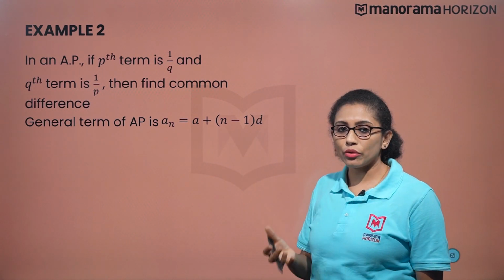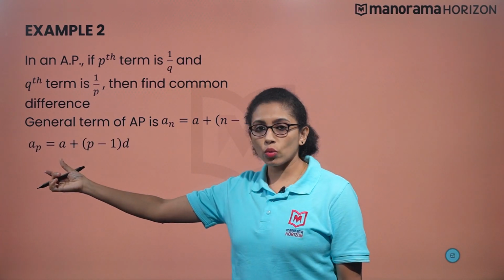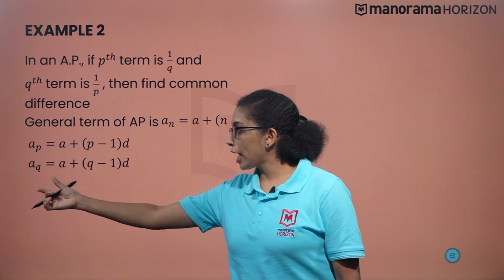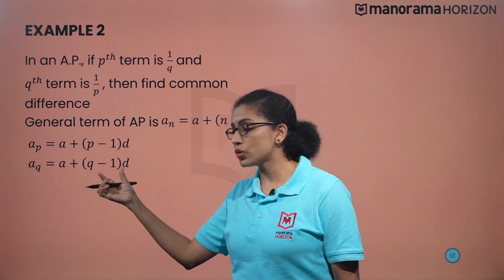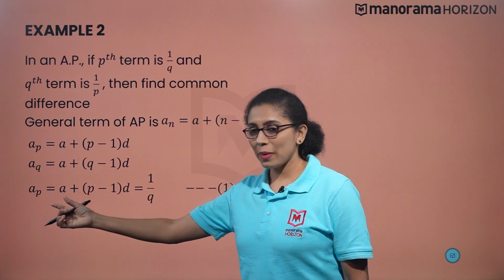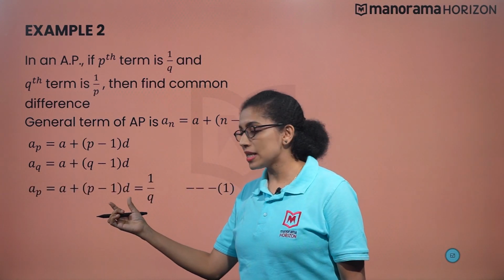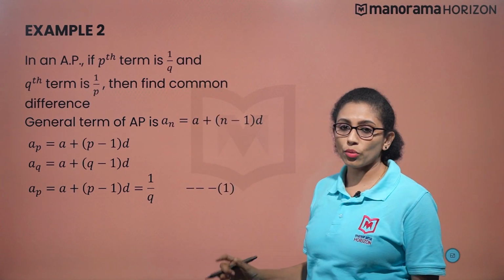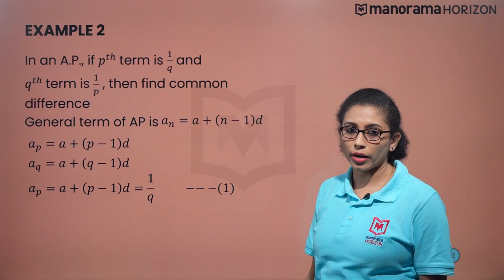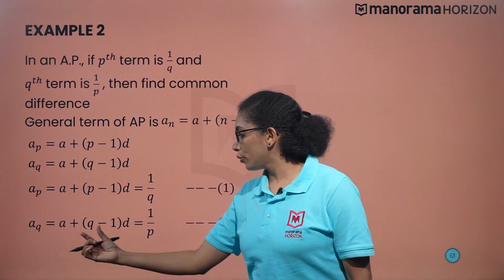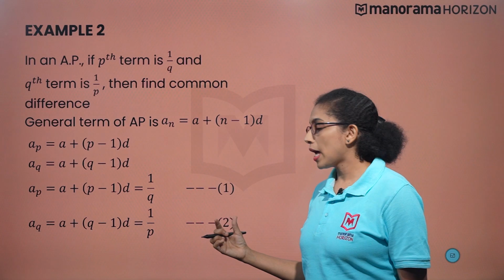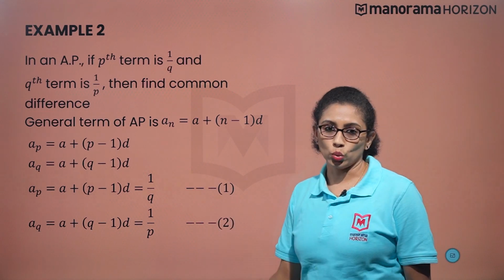So from this we can write AP is equal to a plus p minus 1 into d. Similarly, AQ is equal to a plus q minus 1 into d. That is, AP is equal to a plus p minus 1 into d, which is equal to 1 by q, which is given in the question. Mark it as equation number 1. Now, AQ is equal to a plus q minus 1 into d, which is equal to 1 by p, and mark it as equation number 2.